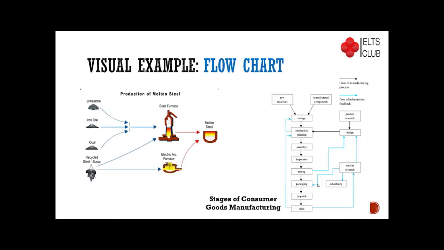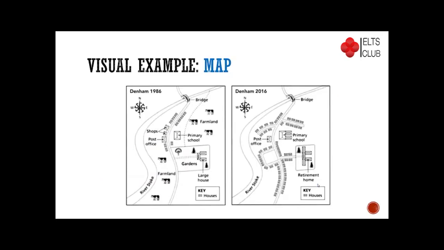The second flow chart is about the production of molten steel, which we need to read from left to right, according to the arrows. The last type of visual is a map. In this type, you may be asked to describe the location of certain places in relation to others, or compare several maps and the developments that took place over time. This example shows the changes in Denham, a village and civil parish in England, between the years 1986 and 2016.